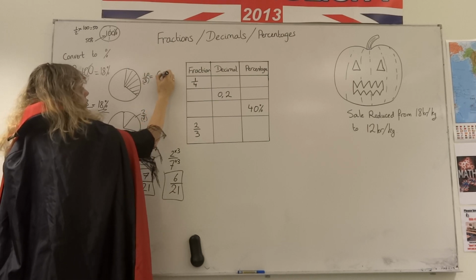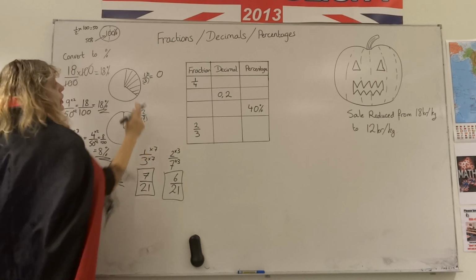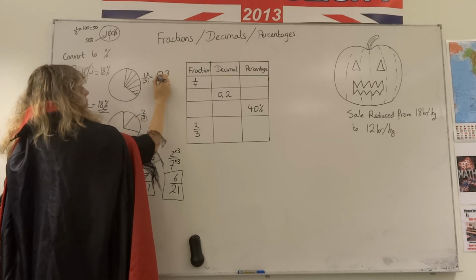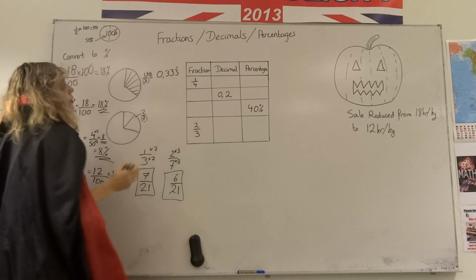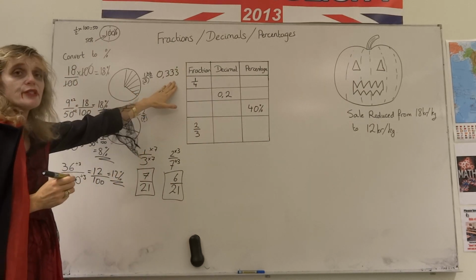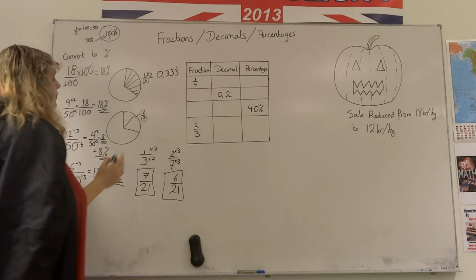3 goes into 1 0 times, 1 left over. 3 goes into 10 3 times, 1 left over. So we'd get 3, 3, 3, and it would go on forever. So 1/3 is equivalent to the decimal 0.333.